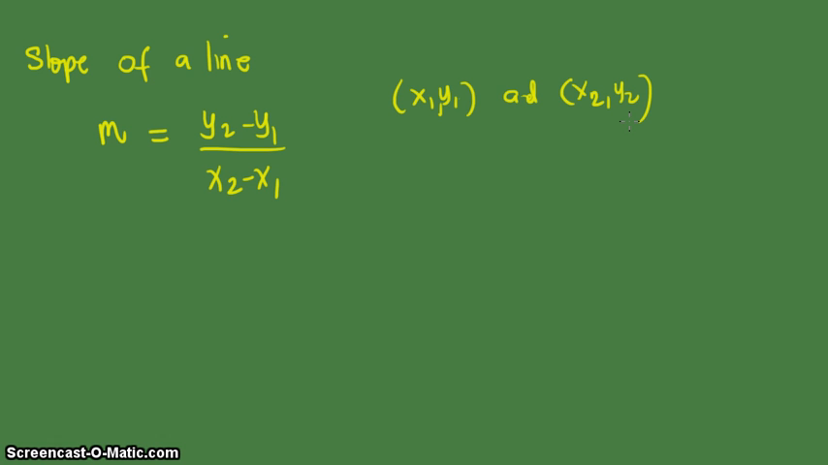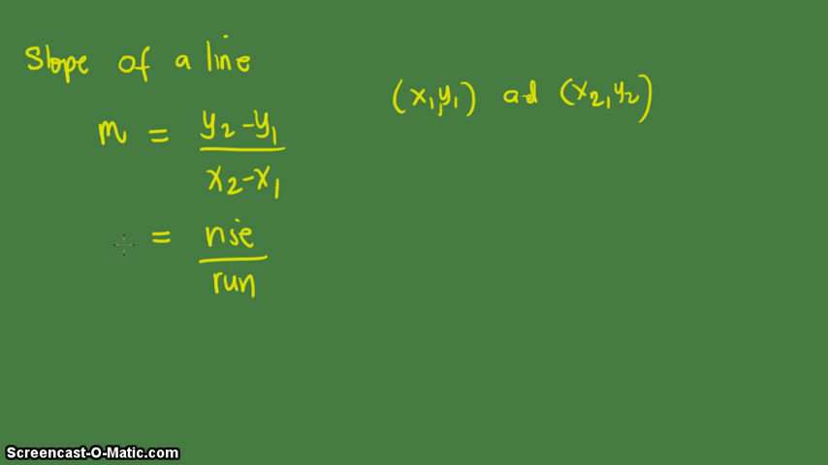So if anyone asks you to find the slope of the line connecting these 2 points, all you have to do is subtract the y's and then divide it by the difference of the x. Some will use the idea of rise over run. Rise is basically the change in the y and the run is basically the change in the x.